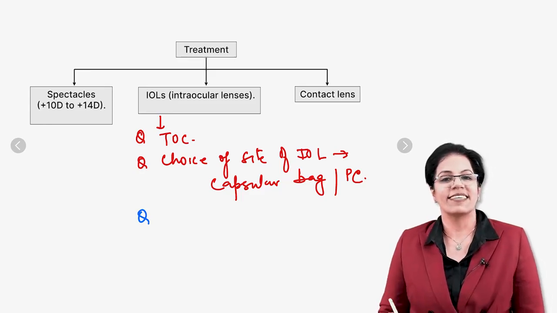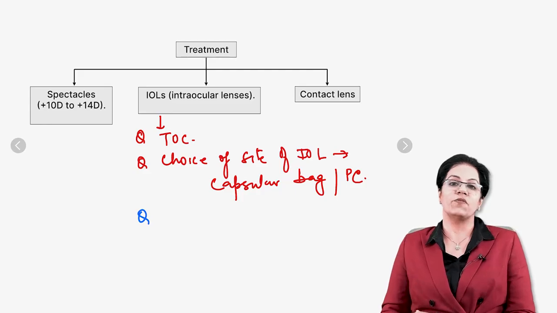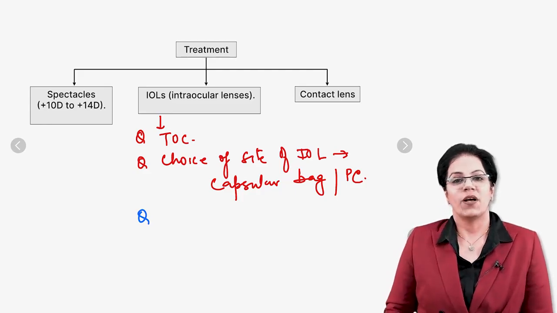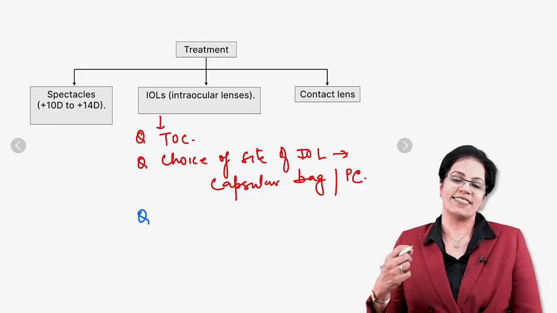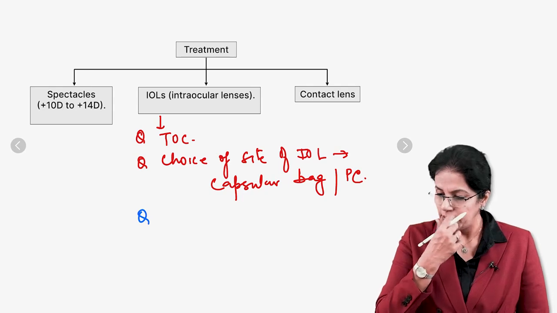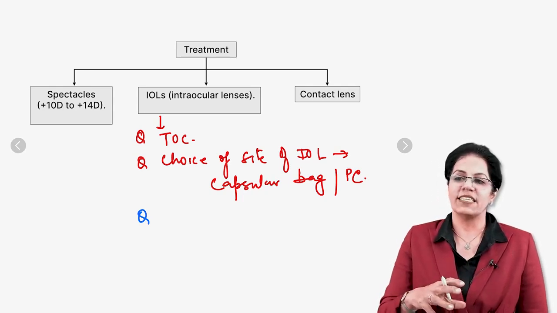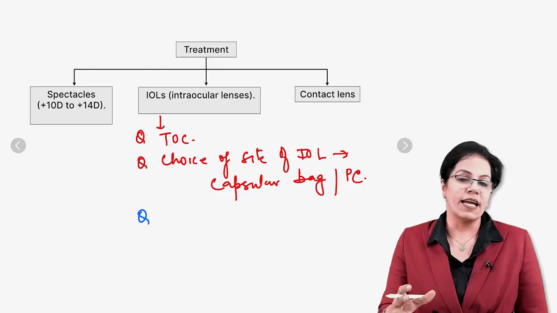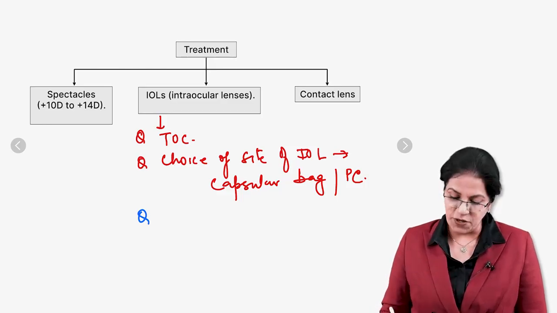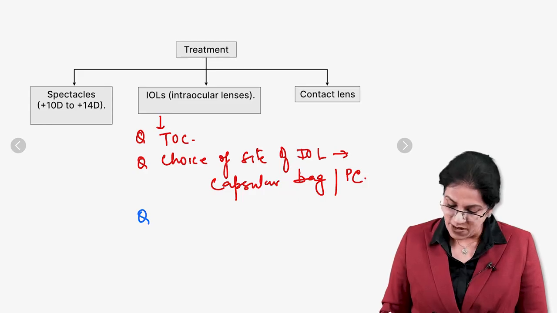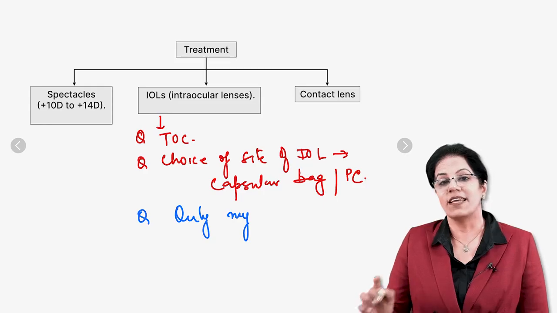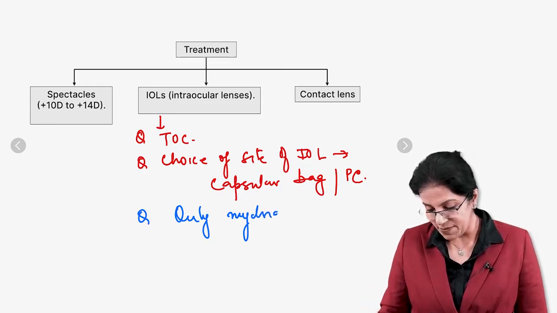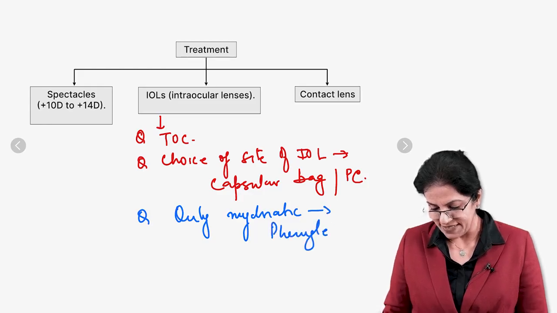Sometimes they have also asked about a drug. I'm going out of the way here, but suddenly I remember this, so let's discuss it. It's a pharma question. Which drug has only mydriatic action with no cycloplegic action? Remember, all mydriatics are cycloplegics except one, and that is phenylephrine, right?